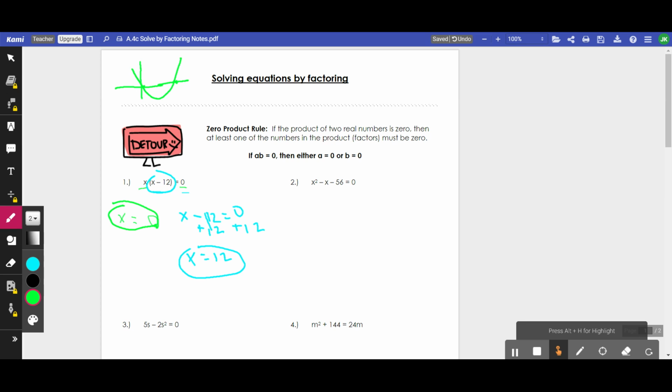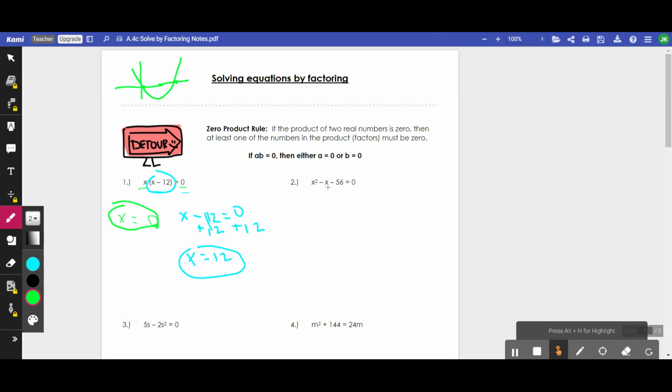And then for the next one here, you have x squared minus x minus 56 equals 0. So for these, when you're graphing the quadratics, you want to make sure all your terms are on the same side first. Which means for this one, these are on the same side. You don't have to move anything over. And this isn't factored yet, so you're going to have to factor it, so you can't use the zero product rule yet.